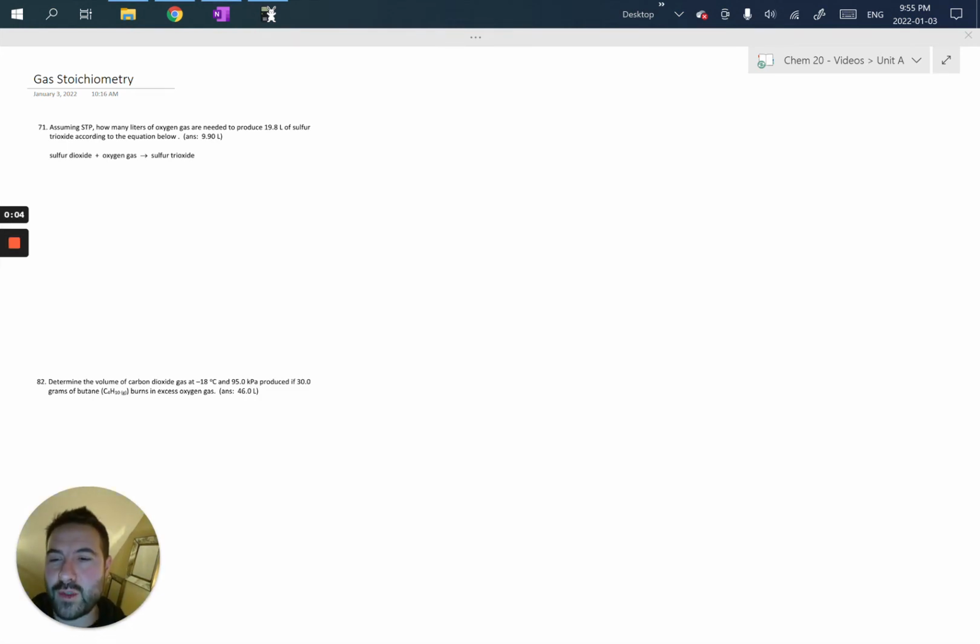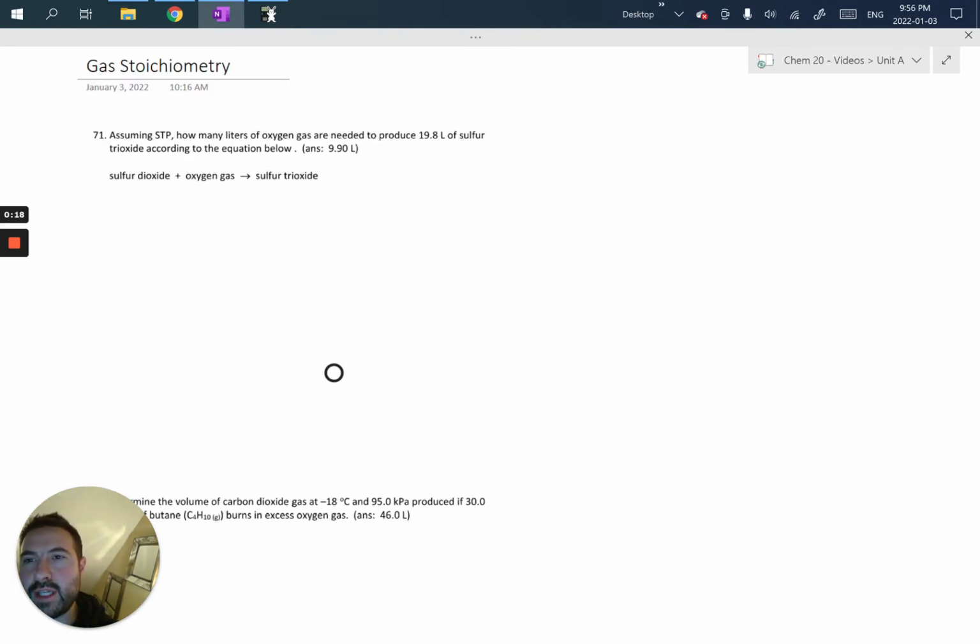We're going to do some gas stoichiometry. So those of you, if you're following along, we're going to look at question number 71 from your workbook and also question number 82. But if you don't have your workbook, you can still follow along and learn a few things. We're going to look at two different types of gas stoichiometry questions.